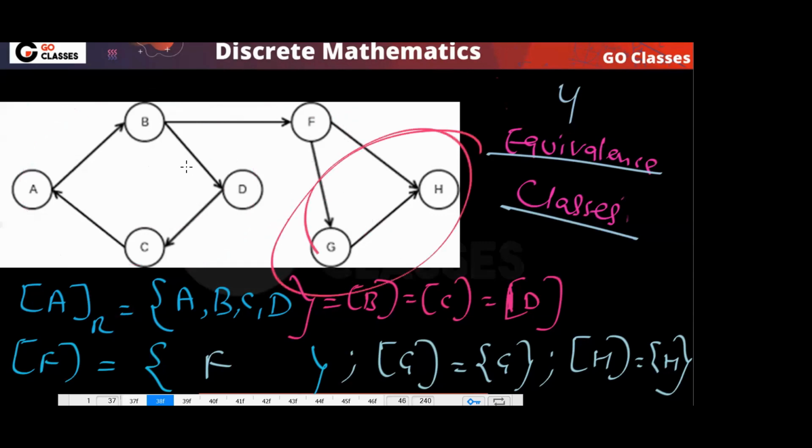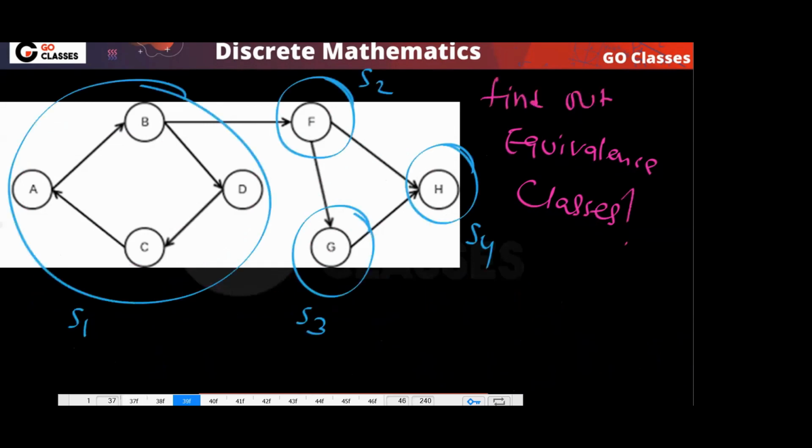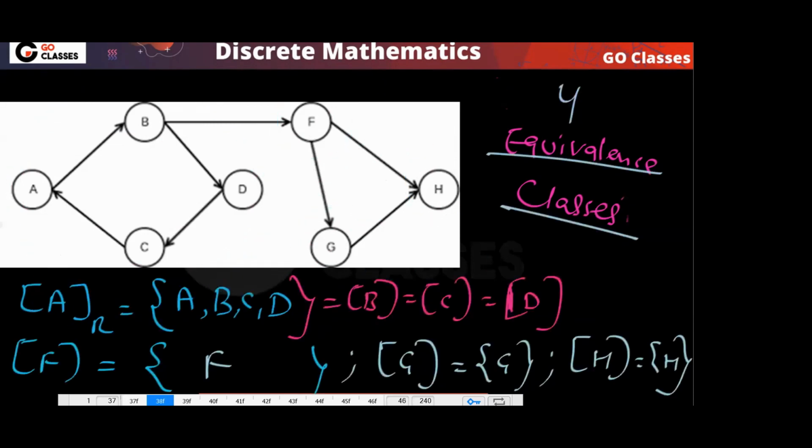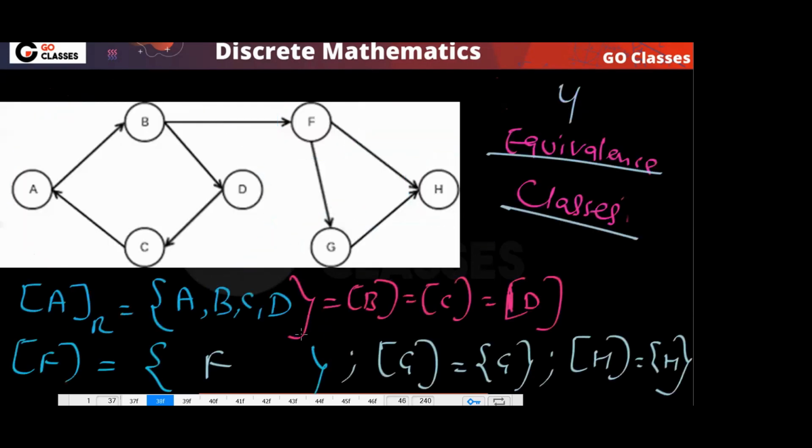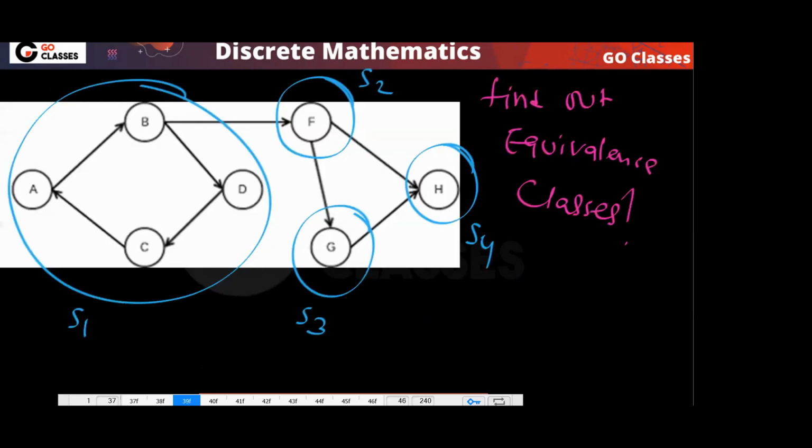Tell me, is this a strongly connected component? No, because G comma H are not strongly connected. There is a path from G to H, but there is no path from H to G. So this is not a strongly connected component. So remember, every equivalence class is basically a strongly connected component. We have already seen that every equivalence class of this strongly connected relation is a strongly connected component.